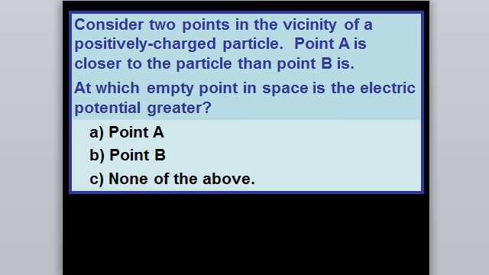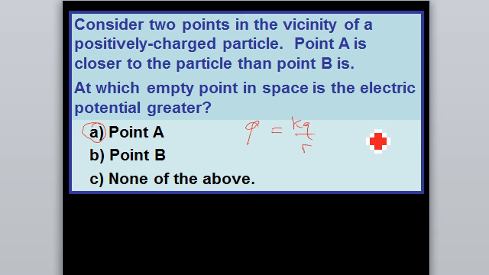So a couple of things is we can just say if we want to, phi is kq over r. So the smaller r is, the bigger phi, and that would lead us to point A is closer. We'd have an A for at which point in space is the electric potential greater. You can also think of it conceptually.